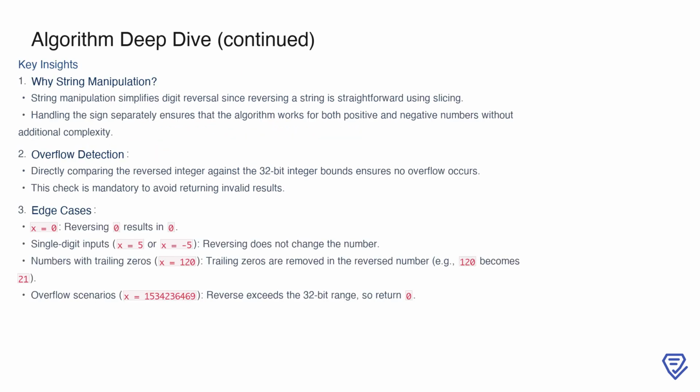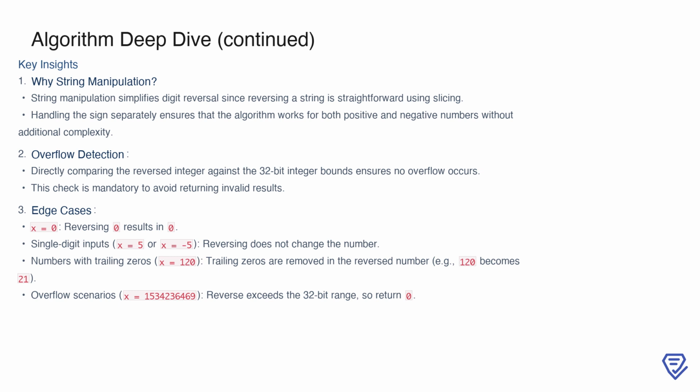Now, let's discuss some key insights from this approach. First, why do we use string manipulation? Reversing digits is simplified by converting the number to a string, as string slicing in Python allows us to reverse it efficiently without additional loops or logic. Separating the sign handling from the reversal process makes the algorithm more straightforward and avoids unnecessary complications.